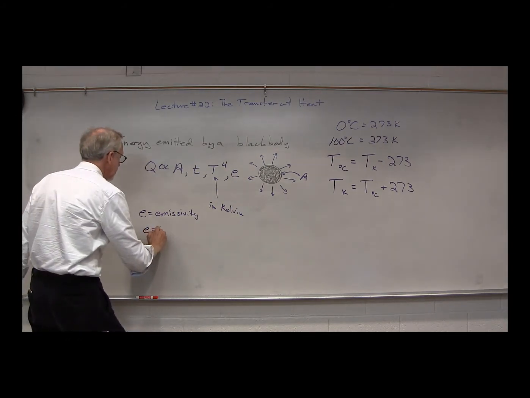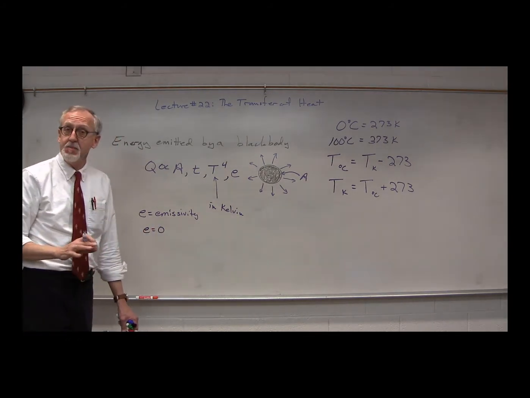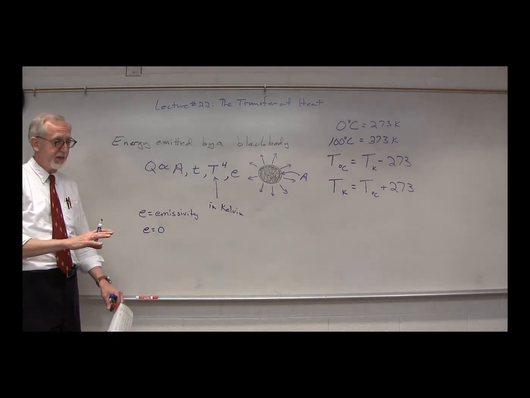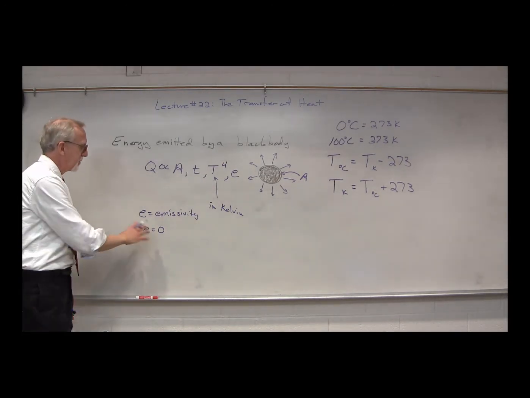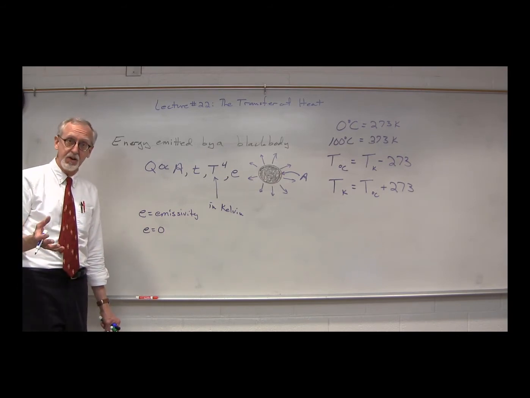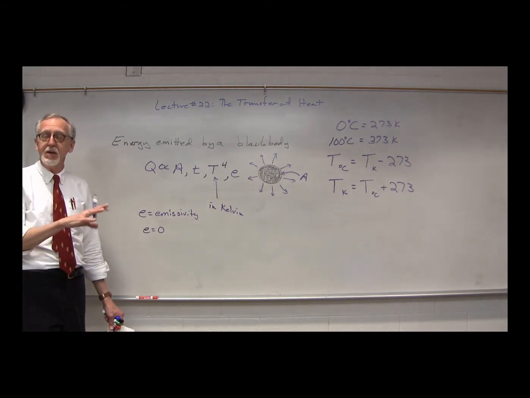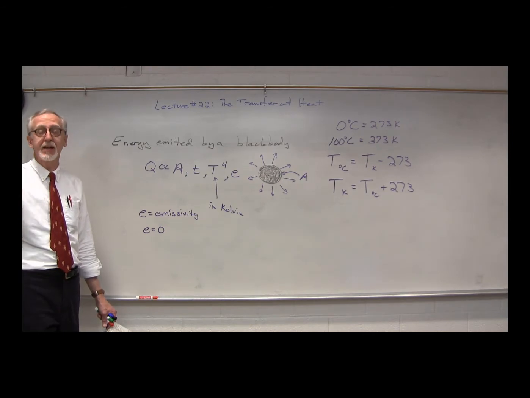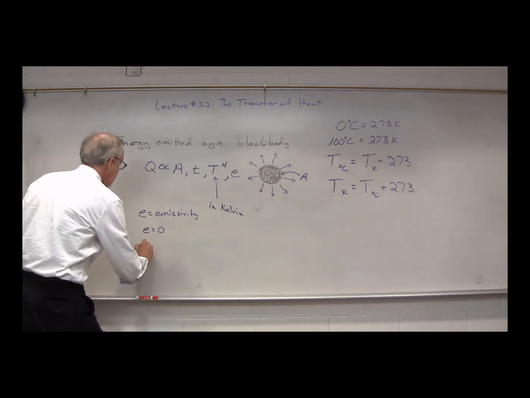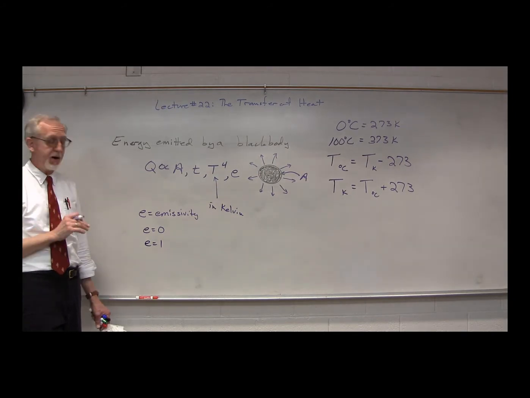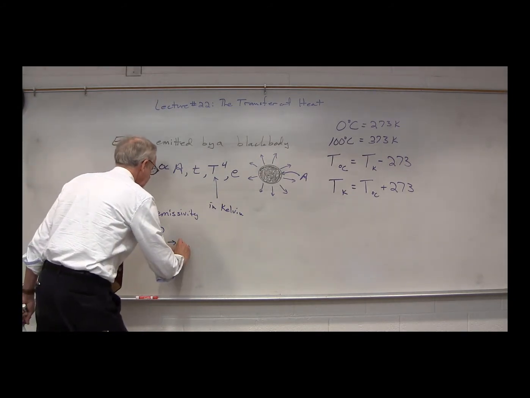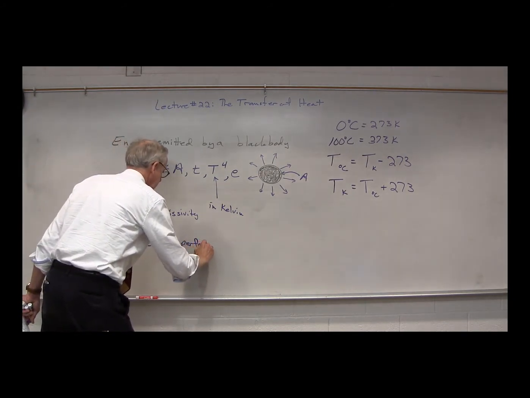If E is equal to 0, it is not an emitter at all. It's as far away from a black body as you can get. That would be something like a perfect reflector, something that doesn't emit light because of its own temperature, but only reflects light off of it. E equals 1 would be a perfect black body. So E equals 1 means a perfect black body.